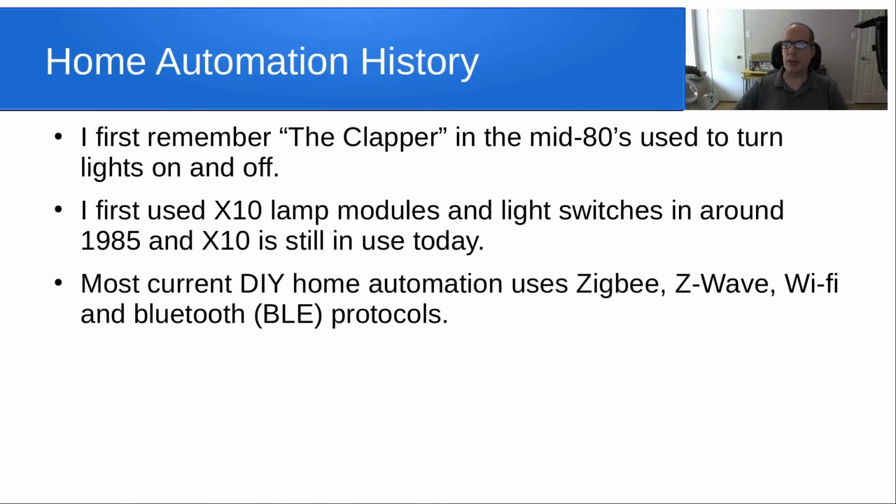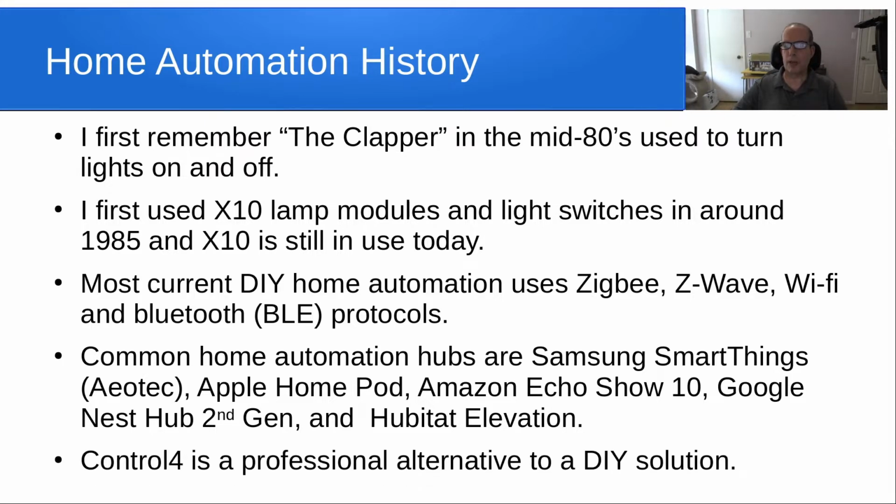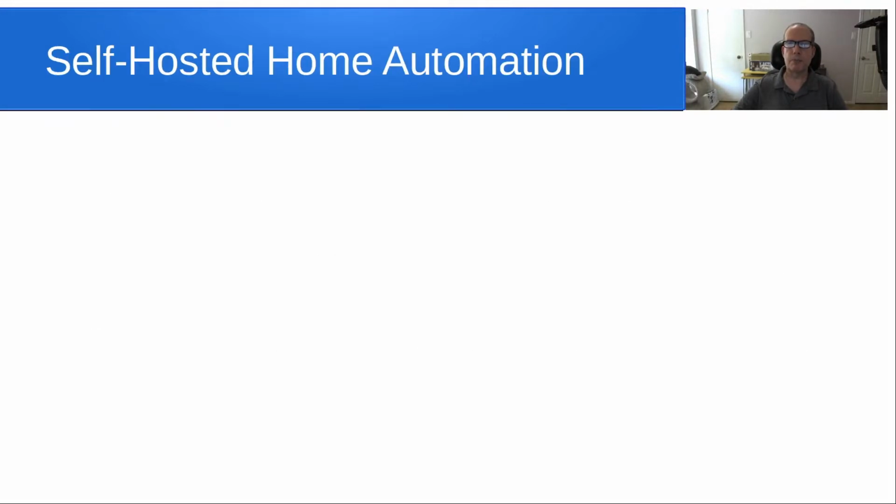So most current DIY home automation uses either Zigbee, Z-Wave, Wi-Fi, or Bluetooth low energy protocols. Common home automation hubs are Samsung SmartThings, which is now made by AOTech, Apple HomePods, Amazon Echo Show 10, Google Nest Hub 2nd generation, and Habitat Elevation. Control4 is also a professional alternative to these other DIY solutions.